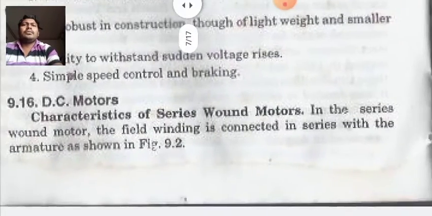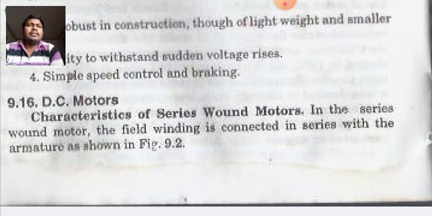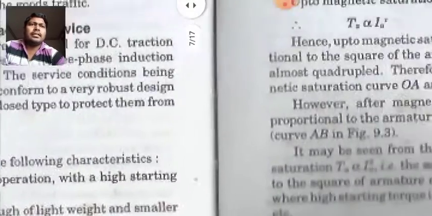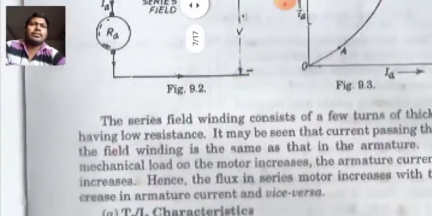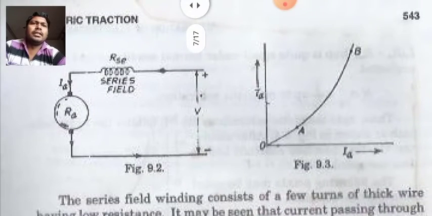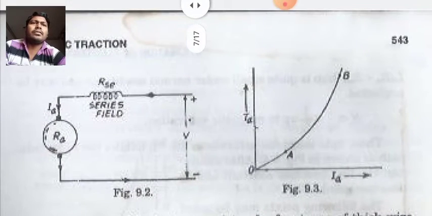Now the DC motors. Characteristics of a series wound motor. In a series wound motor, the field winding is connected in series with the armature. Now, as we all know, if the field winding is connected in series with the armature, then it will take a very high amount of current. So, as a result, the flux produced will also be high.